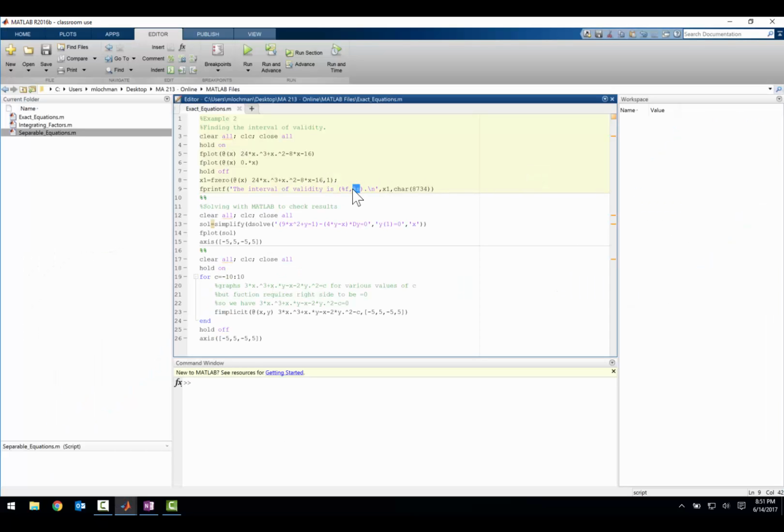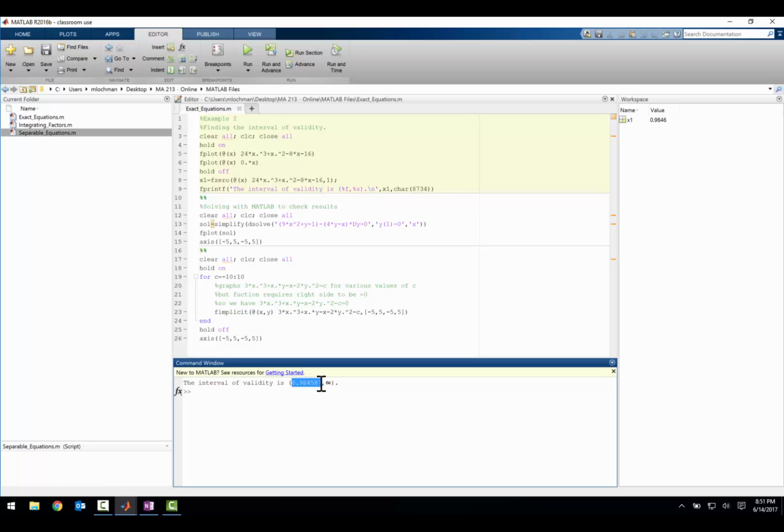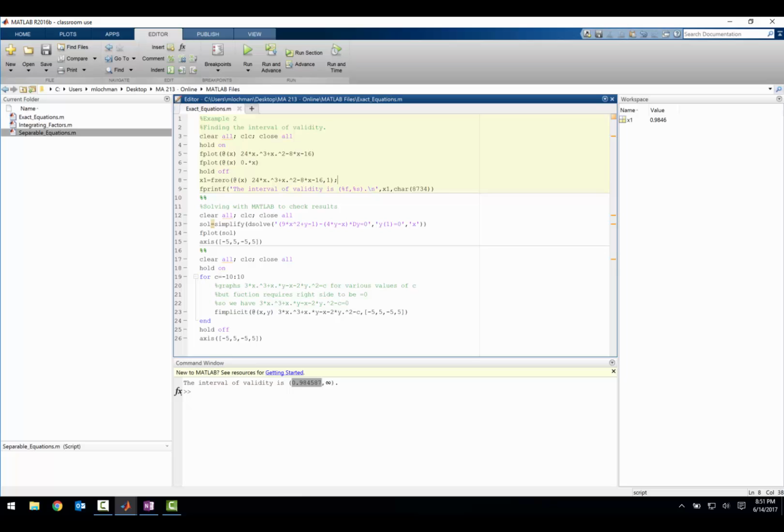This tells it that I'm about to print a string in that position. And this thing, 8734, is the HTML code for the infinity symbol. So this is how you can get that in there if you wanted to do that in MATLAB. Here it is, 0.98 stuff to infinity. That's the correct interval of validity.